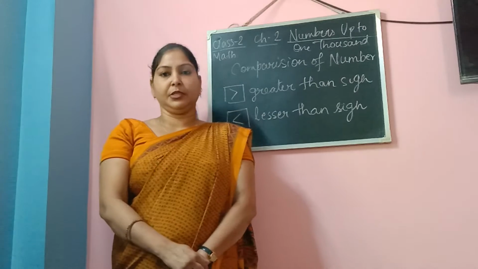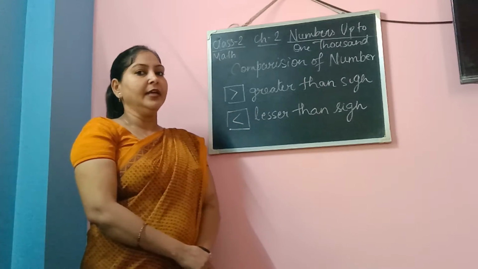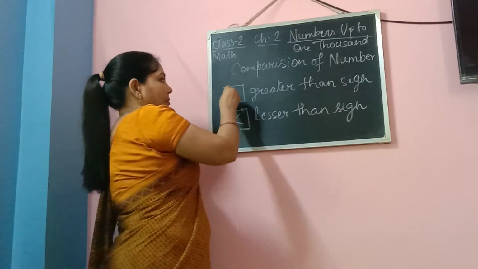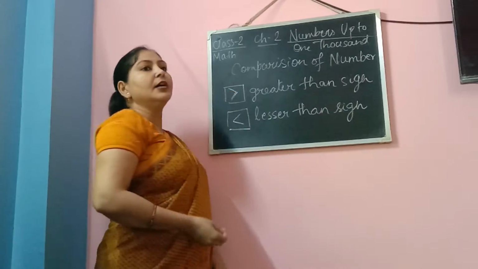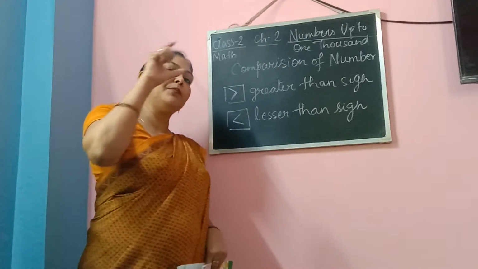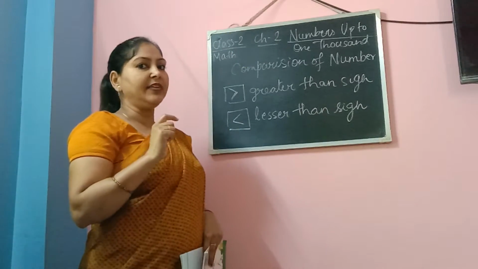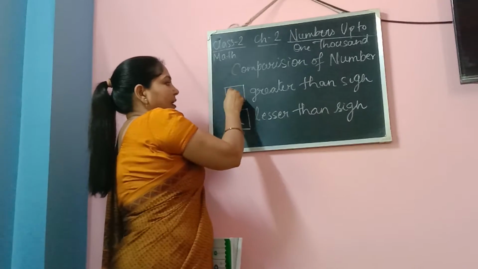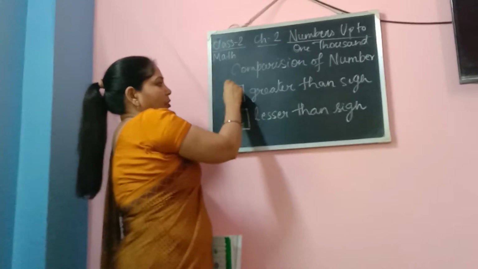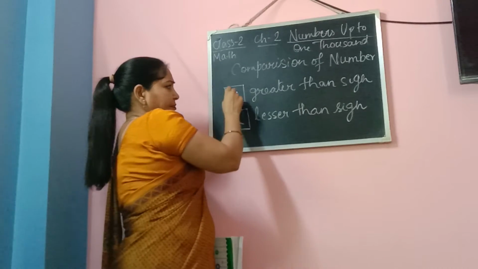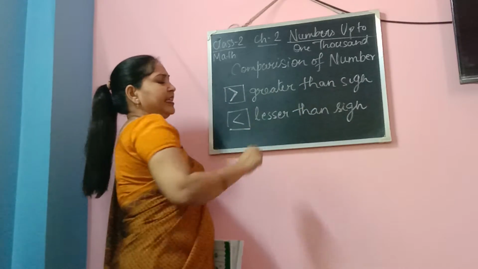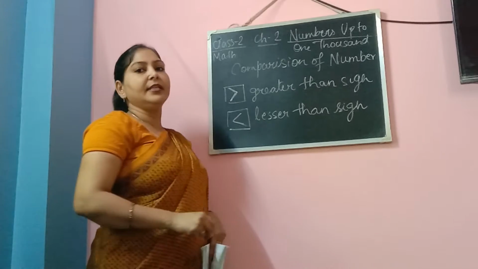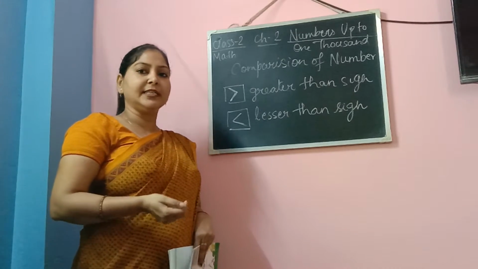How to compare the numbers. First of all, we need to understand the two symbols. As you can see here, this is a crocodile's mouth, and whichever number the crocodile's mouth will eat, that number will be the greater number. So you can see this is the greater than sign. The crocodile's mouth is open this side, okay? So this is your greater than sign or greater than symbol. And this symbol is called the lesser than symbol or lesser than sign.